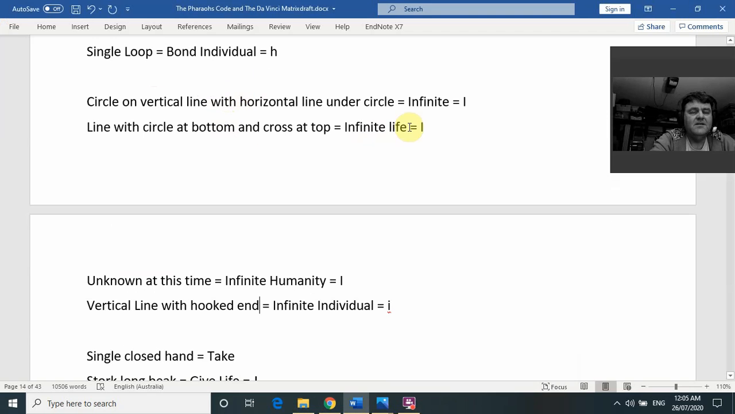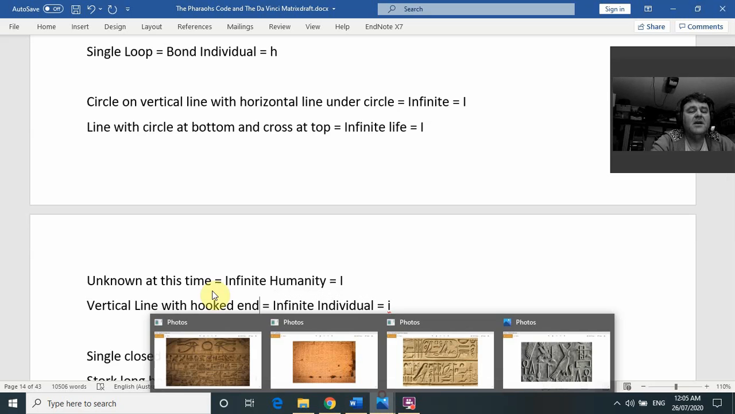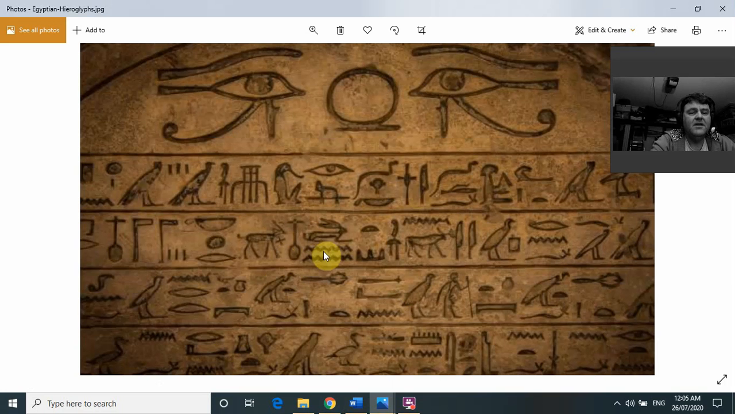So then the next level, the infinite of life in general, we covered earlier on, but we'll just look at it again. It was a vertical line with a circular shape at the bottom and a cross or perpendicular line at the top. That was this fellow over here, just in this section here. Circular shape at the bottom, the line going up here, and a perpendicular line as a cross at the top. And infinite life.